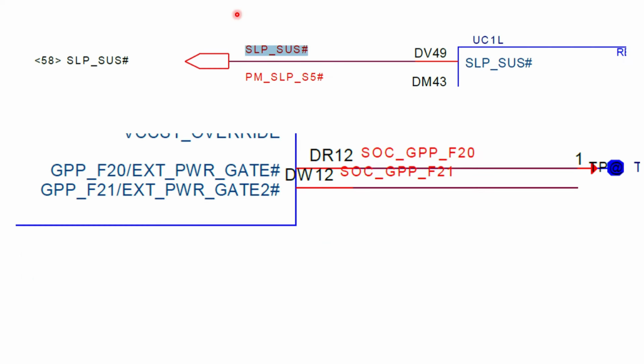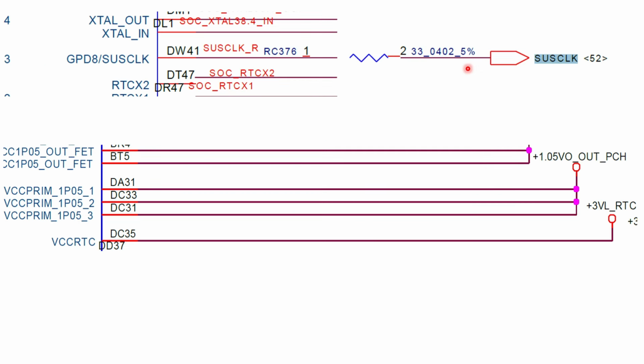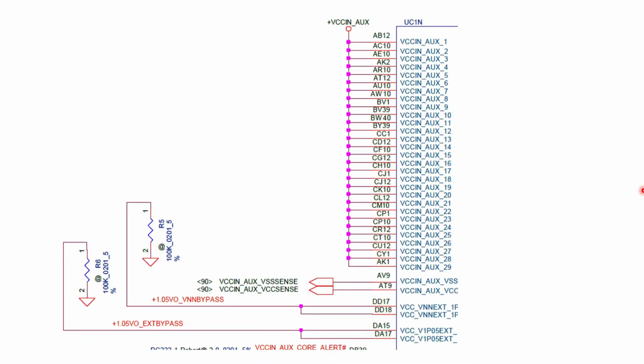Next one is SLP_SUS#. SLP_SUS# is from the PCH, and it will give to the IO. Next section is SUS clock. After the SLP_SUS, then the SUS clock will be active. So next section is VCC in auxiliary. The VCC in auxiliary is the main important voltage for the SOC.